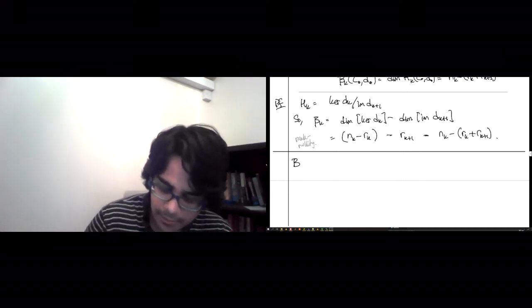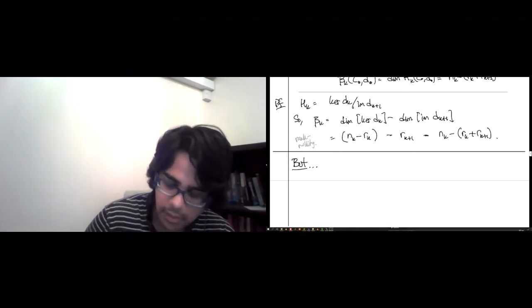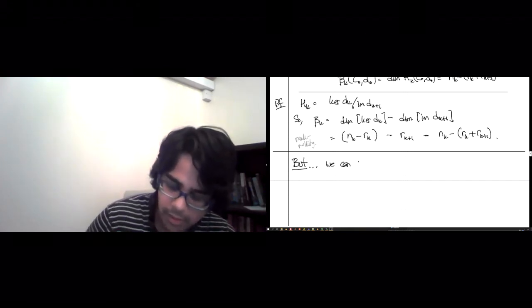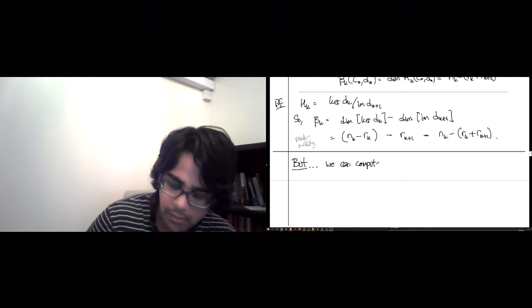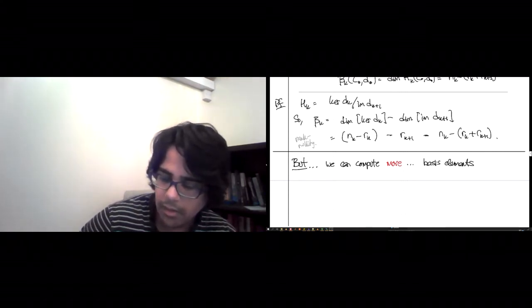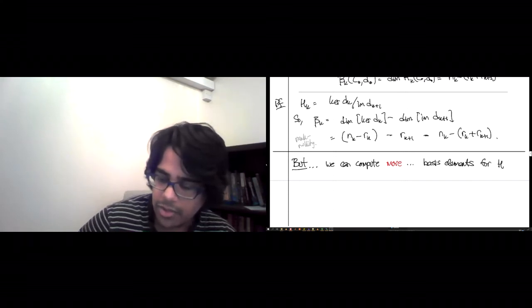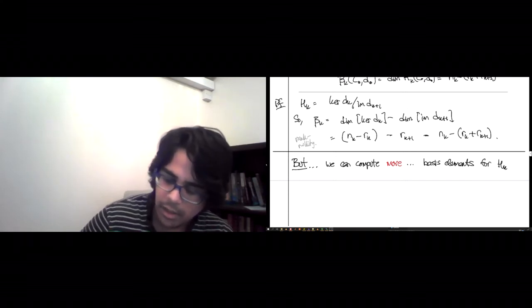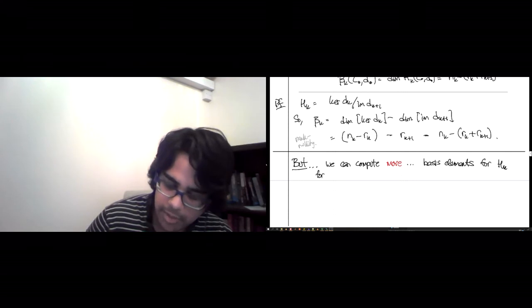But we can compute more. And by more, I mean basis elements for H_k for all dimensions k bigger than 0.